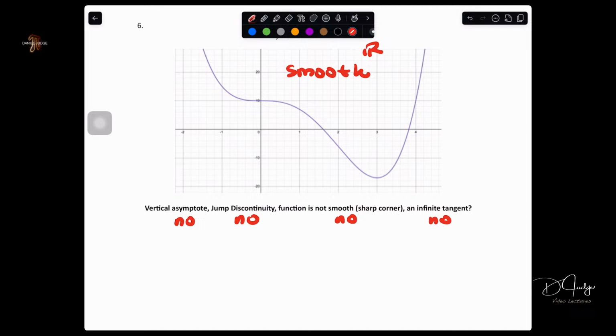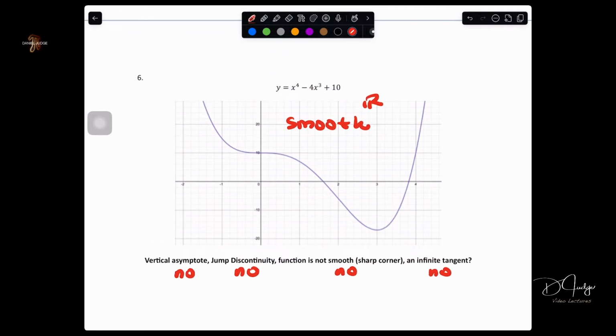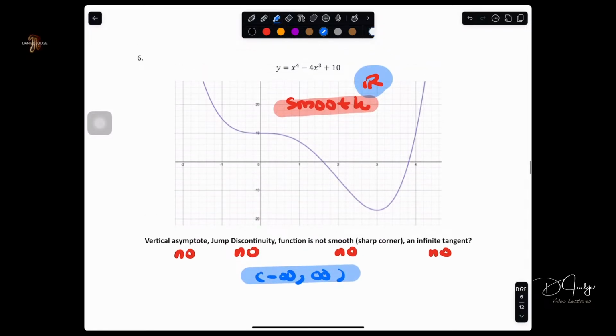We will see an example of that, but polynomials are really nice. They're nice and smooth everywhere. And we mean everywhere, we mean all real numbers. So that's kind of if you want the interval for all real numbers here, that's negative infinity to positive infinity. That's what all real numbers mean. Okay, nice and smooth.